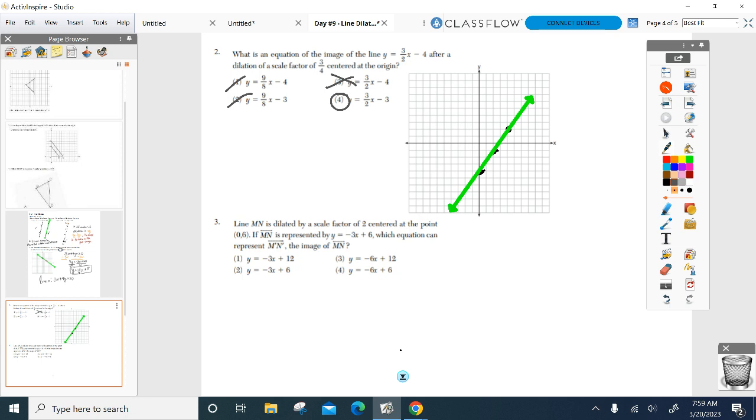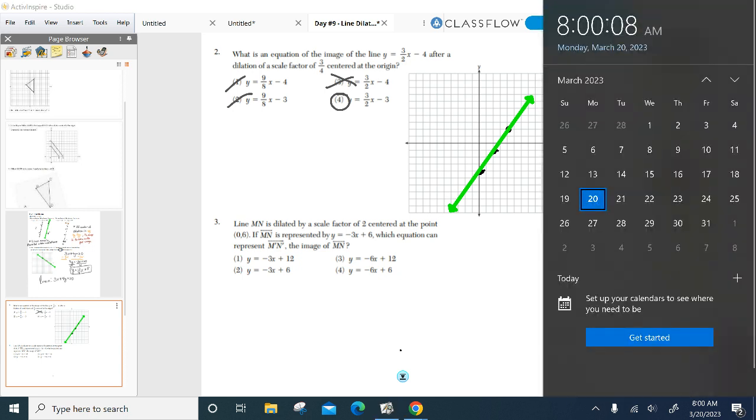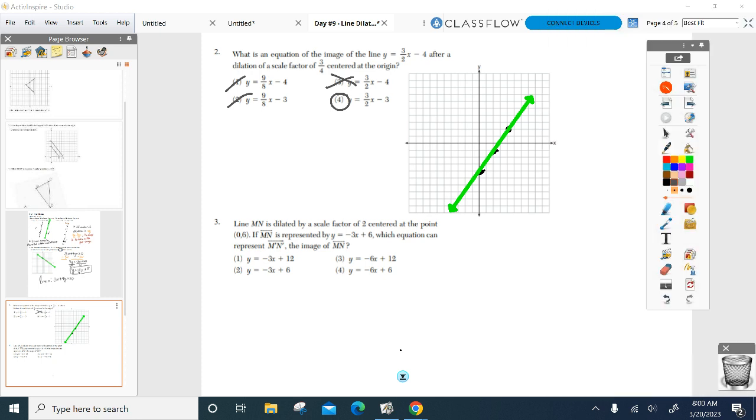But what if I had to come up with that equation on my own? Everyone's clear that they're going to remain parallel, so that's why my slope remains 3 halves. How do I find the new y-intercept? Go back to what we worked on Wednesday and Thursday. This point right here is 0, -4. And it's around the origin. What's the trick we can do with the scale factor and the point if it's around the origin? How can I find my new point? I know we talked about it.